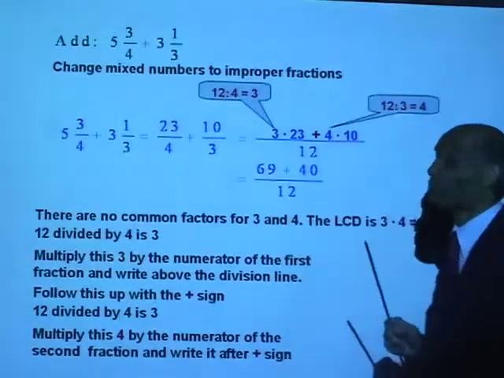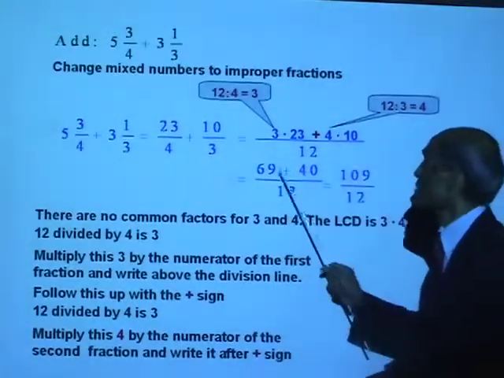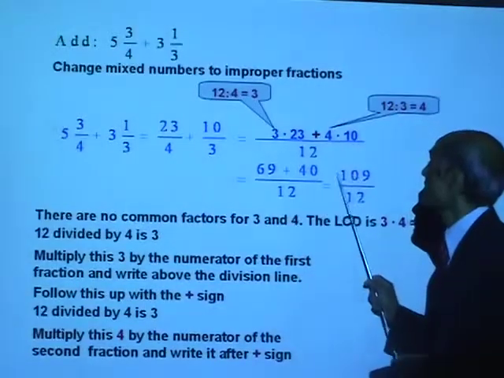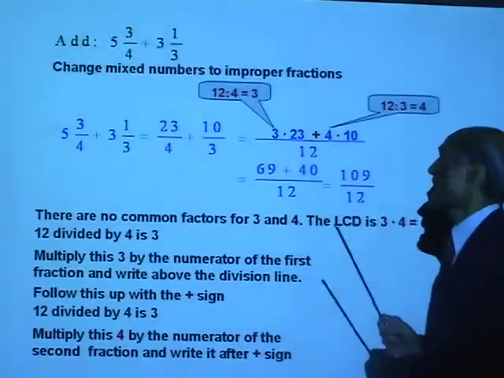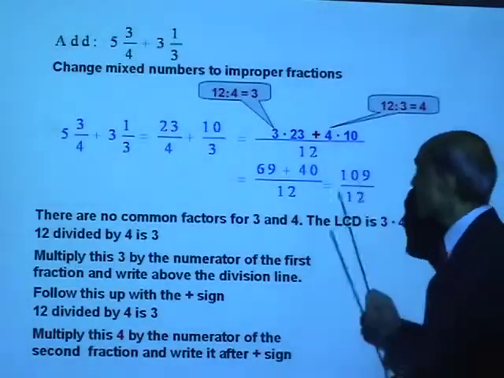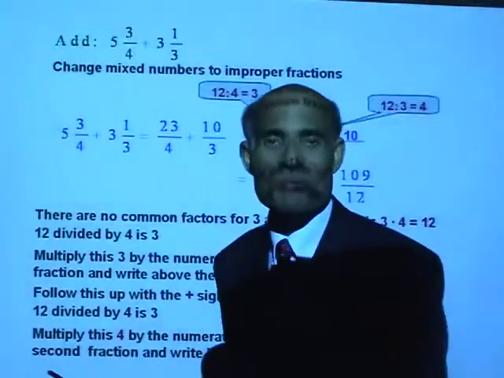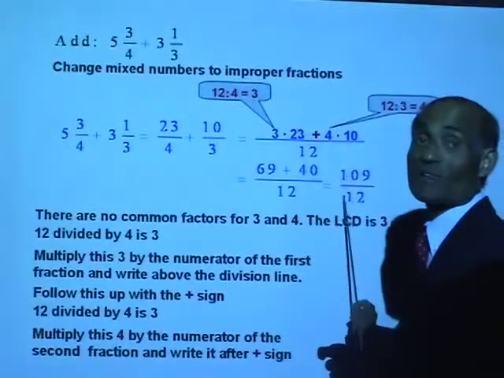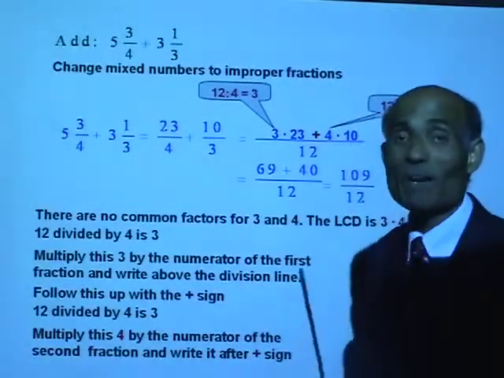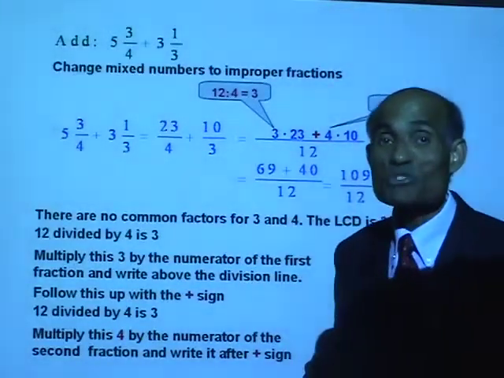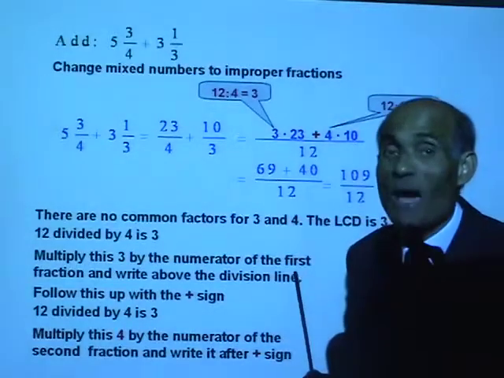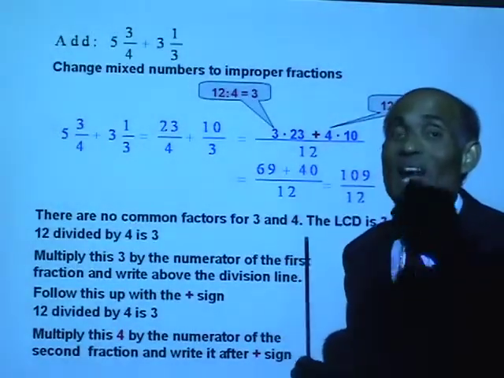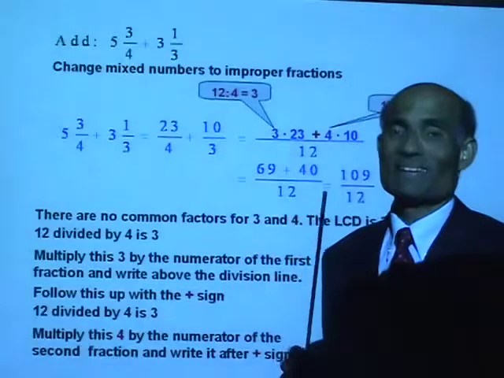Add 69 to 40, what do you get? 69 plus 40 is 109. Alright, a challenge for you. How would you write 109 over 12 as a mixed number? Now the question you got to answer is, how many 12s can be taken out of 109?